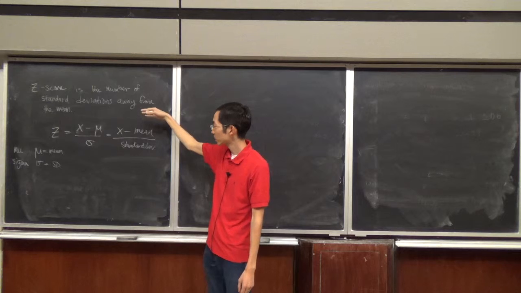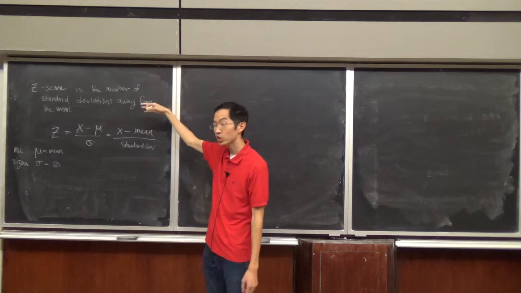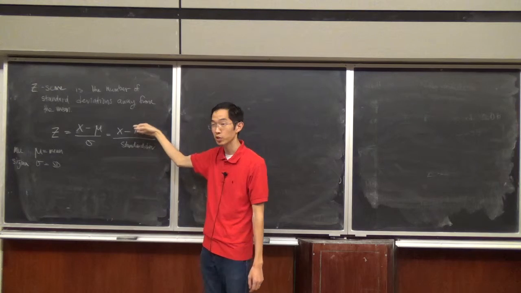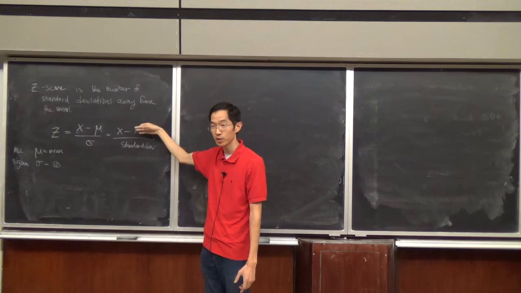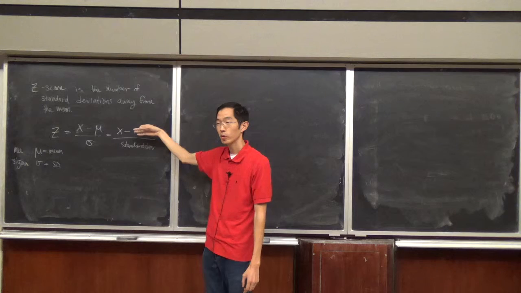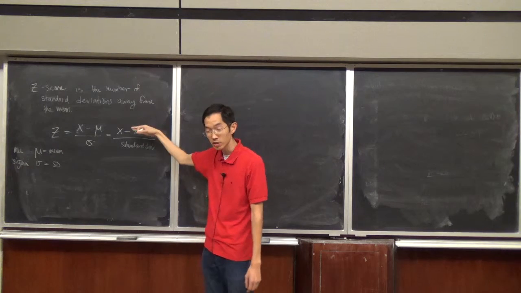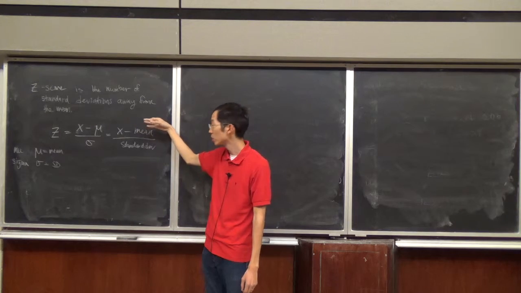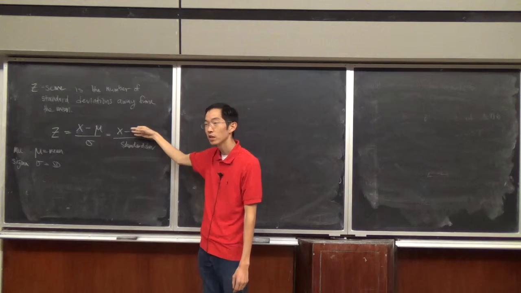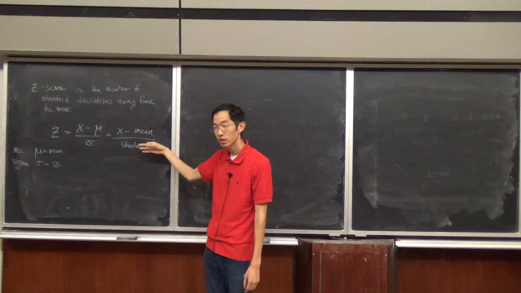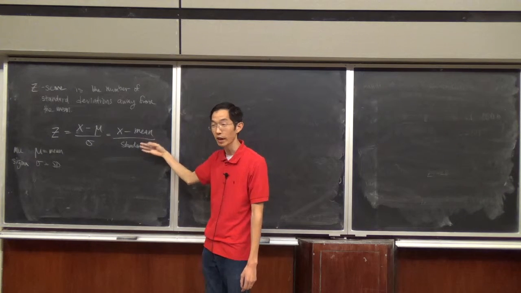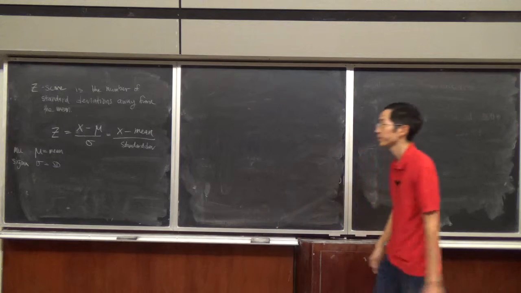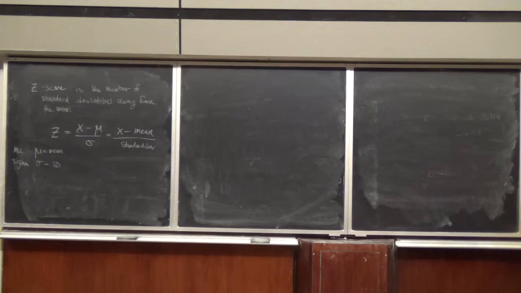Okay. So the z-score is the number of standard deviations we are from the mean. X minus the mean, or x minus mu, tells us the distance we are from the mean. But we don't want the distance, we want the distance expressed in standard deviations. So we take that distance and we divide by the size of the standard deviation to see how many standard deviations we are from the mean. Okay, so that's a z-score.